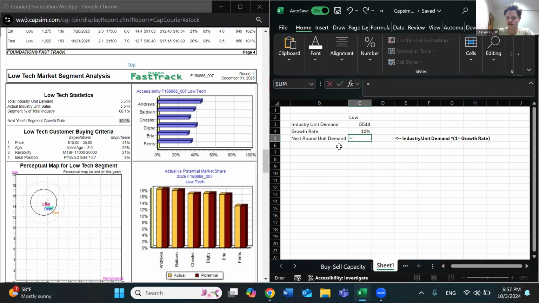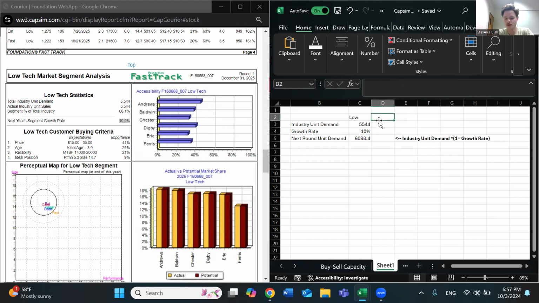Just take this column right here, put an equal sign in, you click on the industry unit demand, then you press that right there, this is the multiplied by, and then I have to take into account that 1 plus, so I add a parentheses right there, 1 plus this growth rate right there. Close it off, press enter, and I know that in round two, there are going to be 6,098 people in the low tech. Exactly. This is what the simulation is telling me.